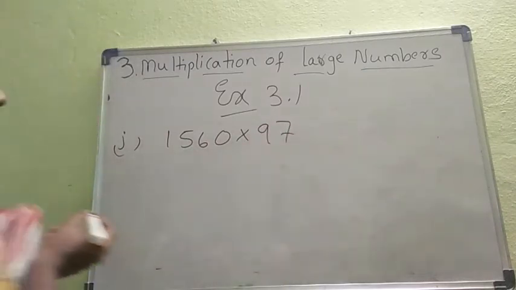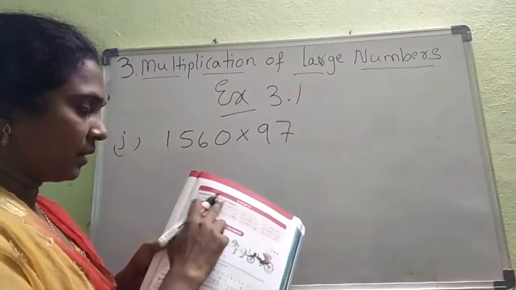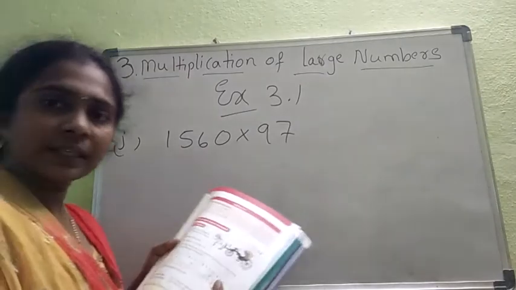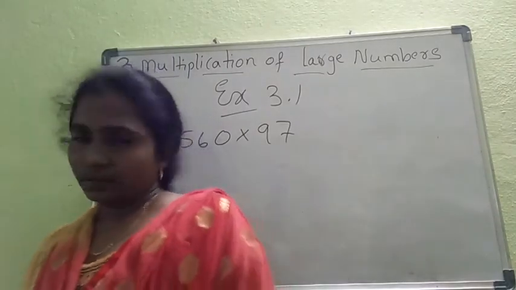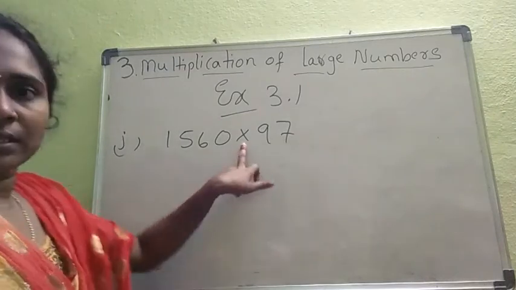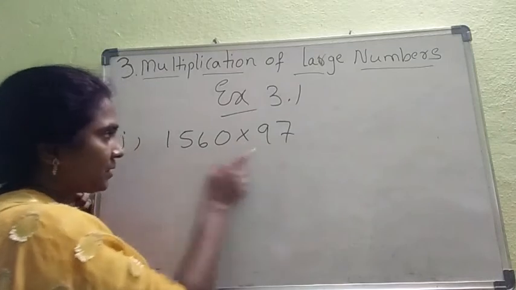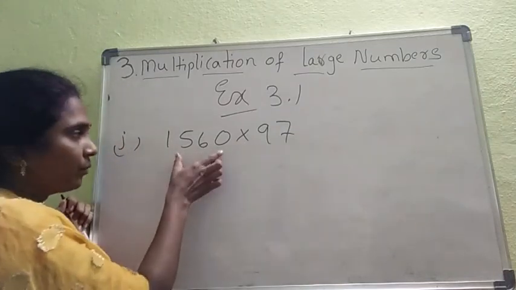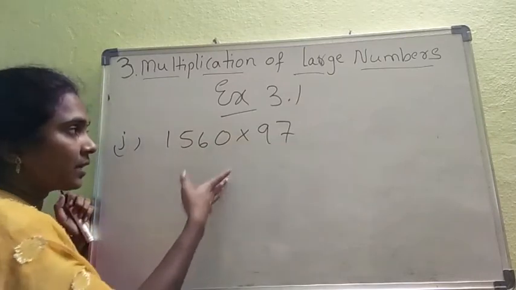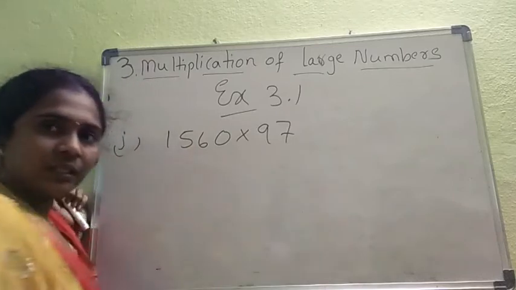This is the first question. What is the question? Multiply the following numbers. So many sums are given. The remaining things you need to do in your homework book. See, students, what is this symbol? This is the multiplication symbol. That means we need to perform multiplication of how many digits? This has 4 digits and this number contains 2 digits. That means just now we learned in the second example, the multiplication of a 4-digit number by a 2-digit number.